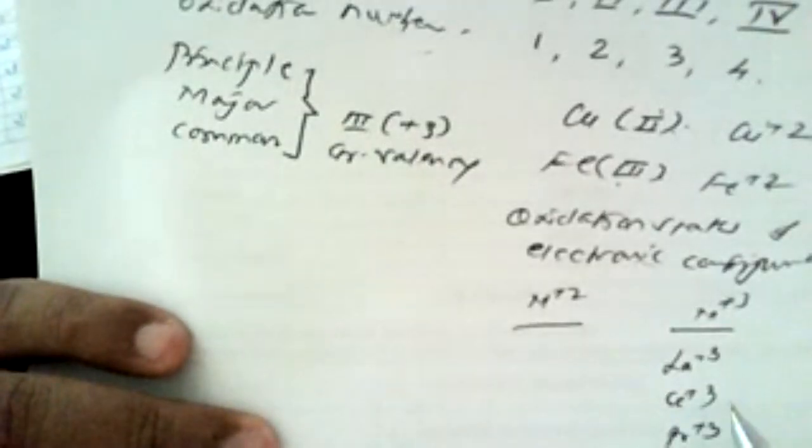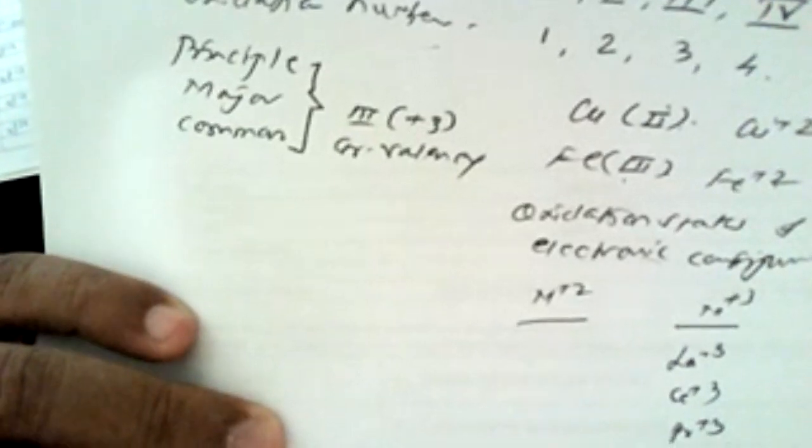So these elements display +3 valency because they belong to the 3rd B group of the periodic table, and hence they do display +3 valency.